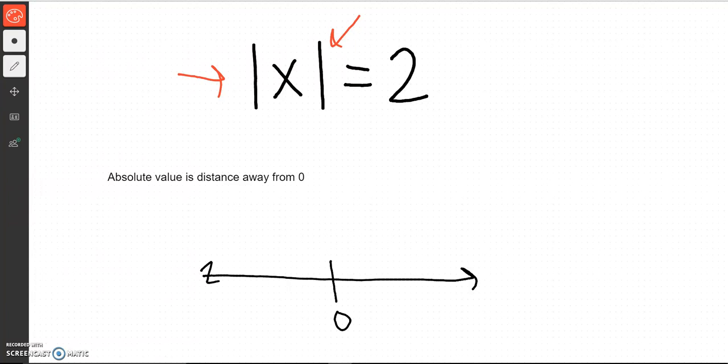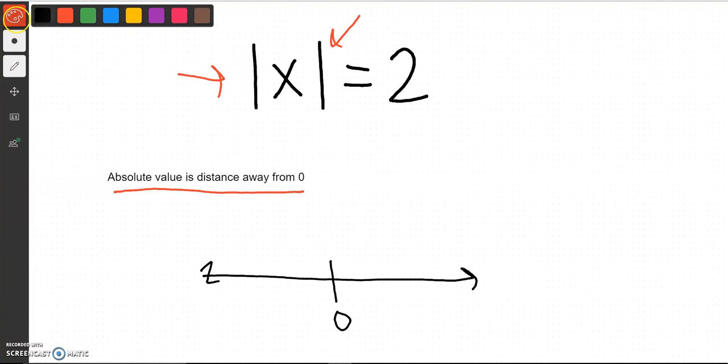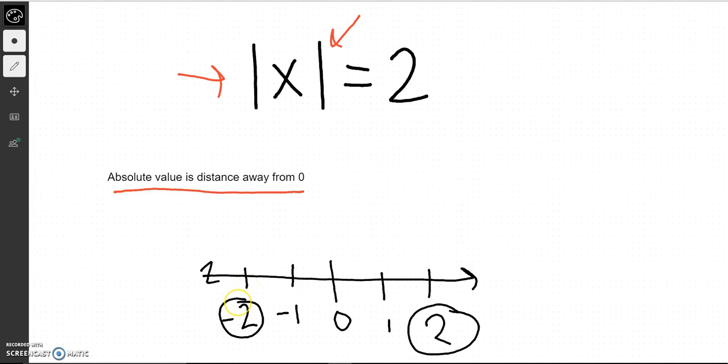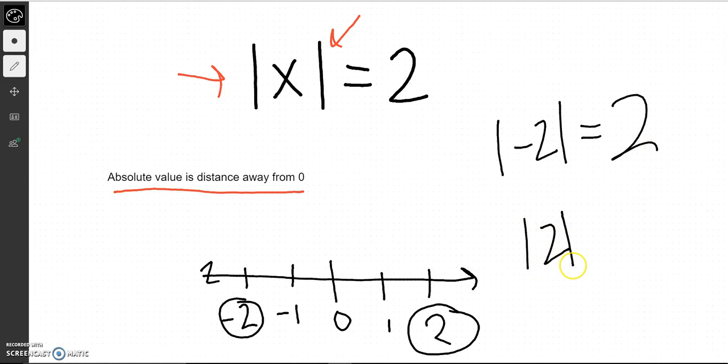An absolute value is the distance away from 0. So if I say the absolute value of x is 2, I'm thinking about numbers that are 2 away from 0. So if we just think, we have 1, 2. So one number that would be 2 away from 0 would be 2. And another number that would be 2 away from 0 would be negative 2. So the absolute value of negative 2 would be 2, and the absolute value of 2 would be 2.